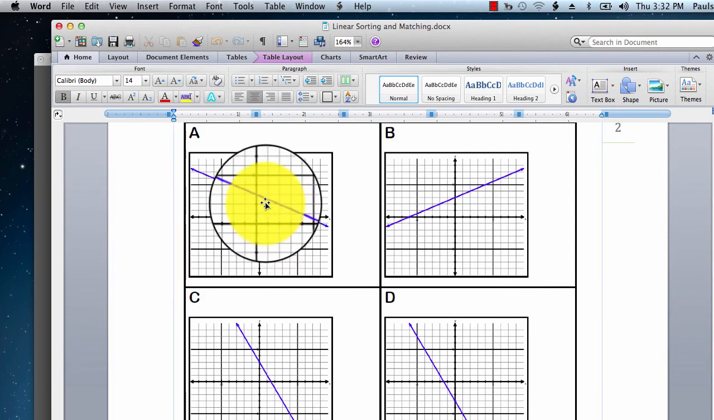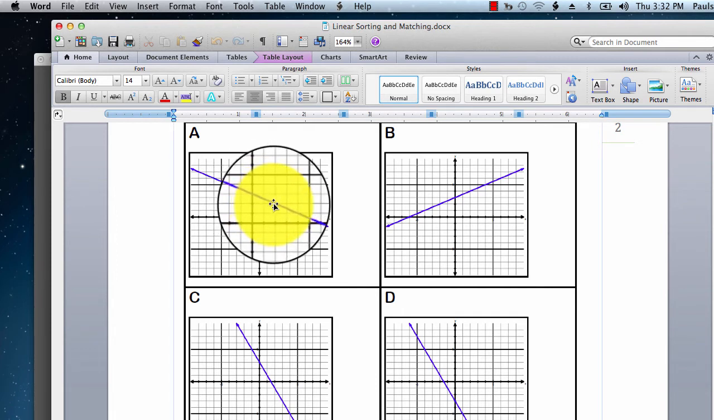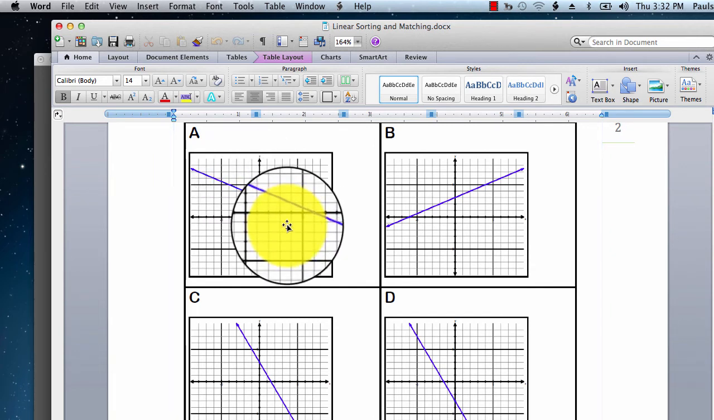Well, any point on the graph, if you're finding points on a graph, you look at where the line crosses, not in the middle of a square, but at the corner of a square. That's the easiest points to pick. You don't want to pick a point in the middle of a square. That's going to be a fraction or a decimal.